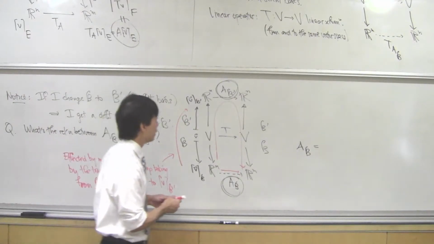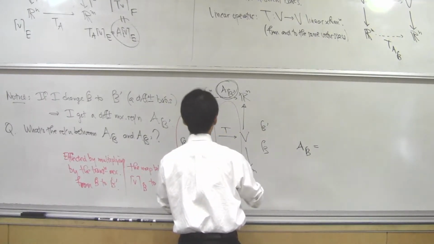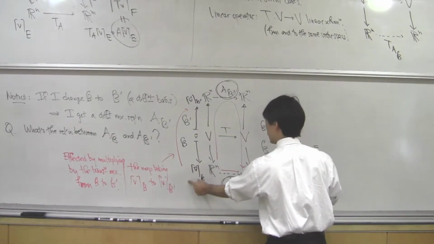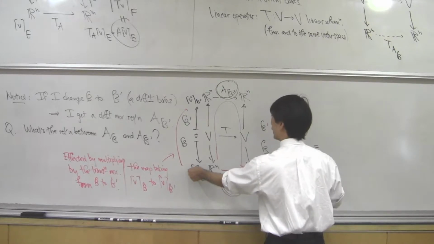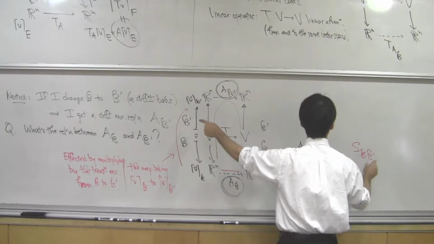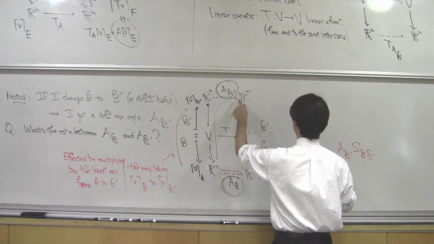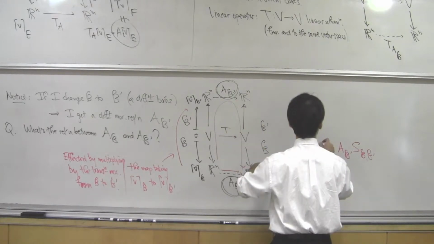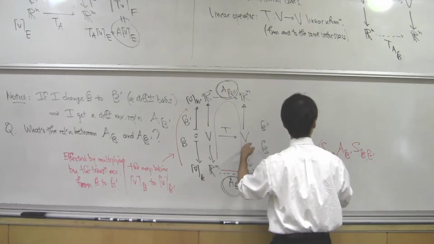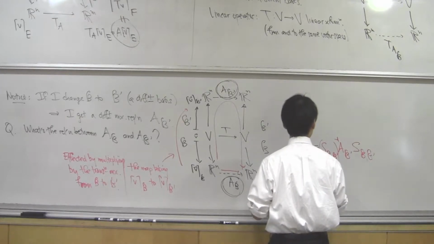Okay. So in any case, what this picture is saying is that if you start from here and go across, it's the same thing as starting here and multiplying by the transition matrix from B to B prime, then multiplying by A_B prime, and then multiplying by the inverse of the transition matrix from B to B prime. Of course, that's the same thing as the transition matrix from B prime to B.